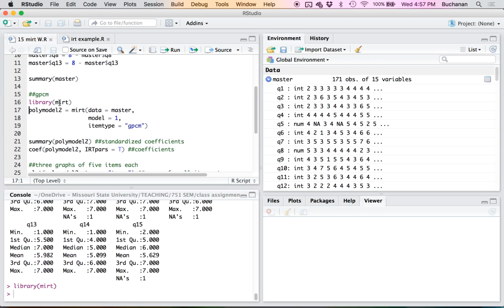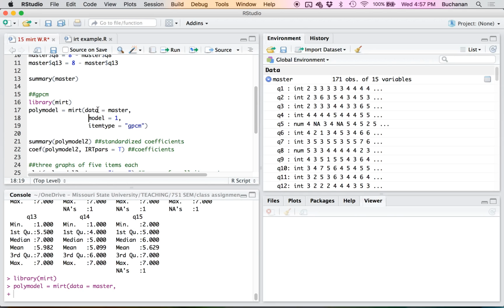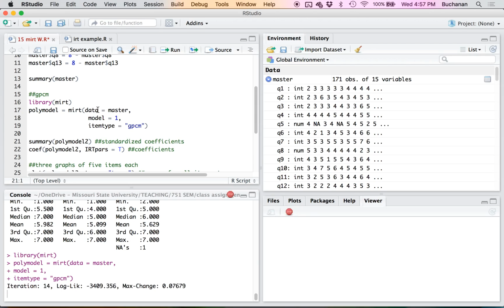Load the mirt library, and I copied this code from what we did in our IRT example in the lecture. So I did my poly model equals mirt, so we'll just run poly model. Data equals master, one factor model, item type is generalized partial credit. This is gonna iterate a lot and actually not settle, but what we can do is just use it as an example.